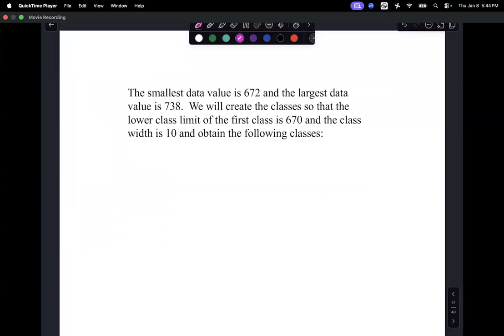So the smallest data value is 672. They call it finding a convenient number. I say find a pretty number. When I create a histogram, I find a pretty number that's just a little bit lower than the smallest data value. Our smallest data value is 672, so I'm going to start my lowest class at 670 because I want it to be at a nice pretty number. And then I'm going to use a width of 10 to obtain my classes. It's going to be 670 to 679, 680 to 689, etc., etc. My last class will contain the 738.